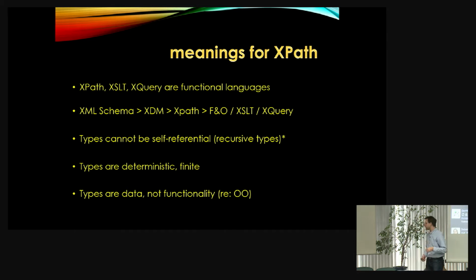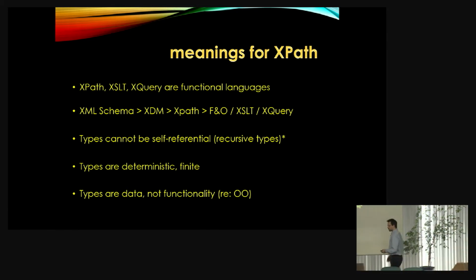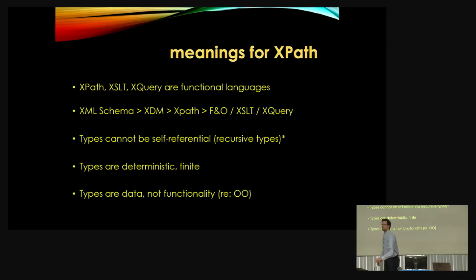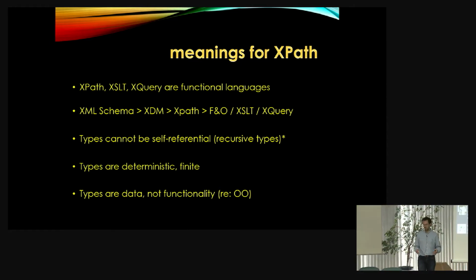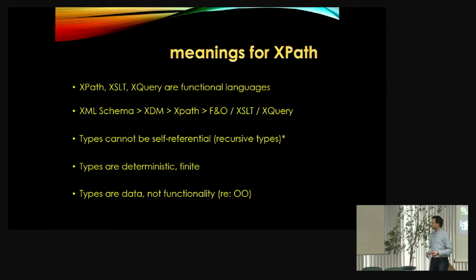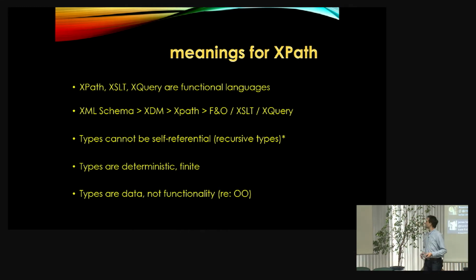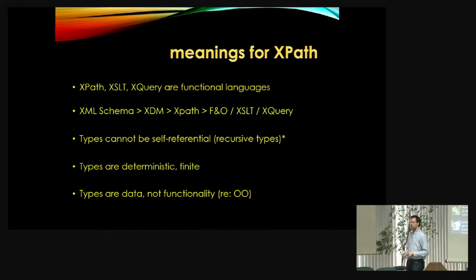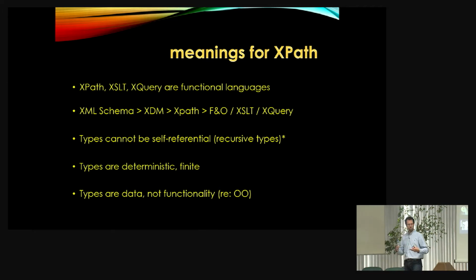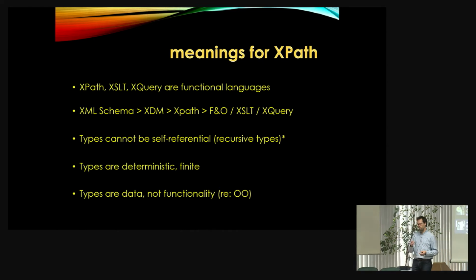So how did this come down to XPath? Well, XPath, XSLT, and XQuery, they are all functional languages, and they have their foundations in functional languages. As for that, they basically also have their foundation in lambda calculus from Curry. The relation that we'll talk about is about a type system which comes from XML Schema, is described in the XML data model, short for XDM. It's used in XPath, and XPath is then the basis for functions and operators, which is then the query language used in XSLT and XQuery.